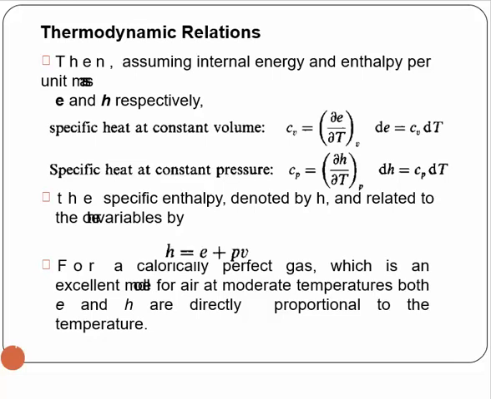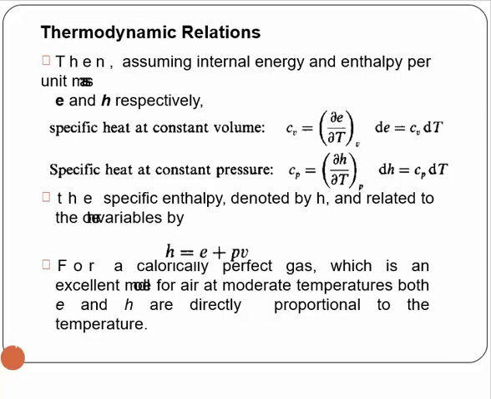Next, we assume the internal energy and the enthalpy per unit mass are given by E and H. For the specific heat at constant volume, Cv, dE is equal to Cv dT, and for the specific heat at constant pressure, dH is equal to Cp dT. The specific enthalpy, denoted by H, is related to these variables by H is equal to E plus PV.